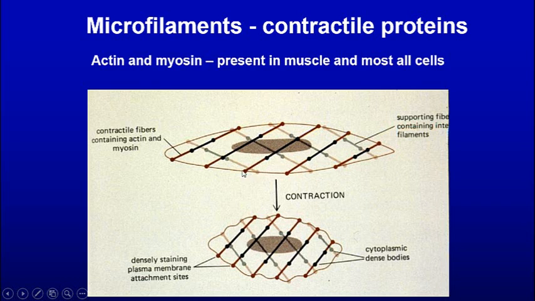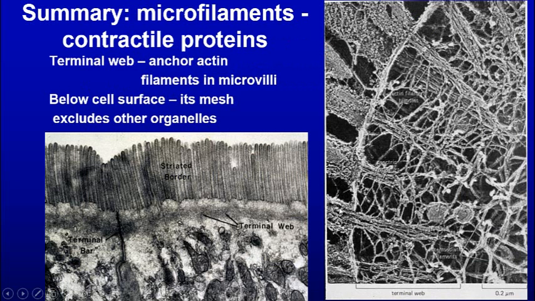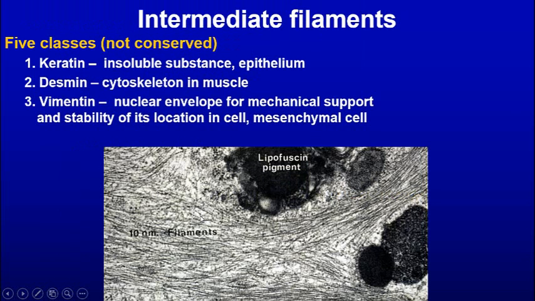And then also we can see the densities on the surface and inside there. Those are the dense structures where you have junctions, attachment of the actin to the intermediate filaments that we have there. And so in summary, microfilaments are contractile proteins, that's what they do. You have a terminal web to anchor the microvilli projecting off the surface, making a brush border. Here we can see where the actin filaments project down deep. They can make a mesh. They can exclude other components of the cytoplasm because they make a mesh, and so other components of the cytoplasm can't get up in there.